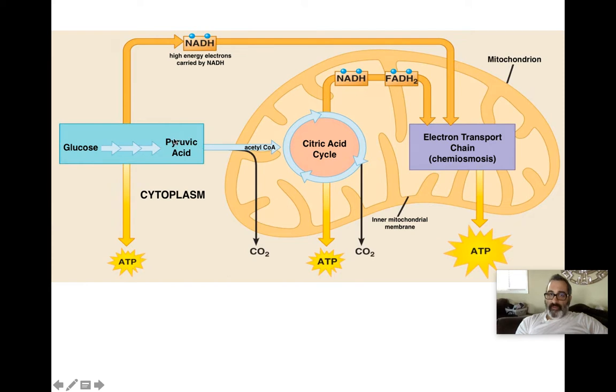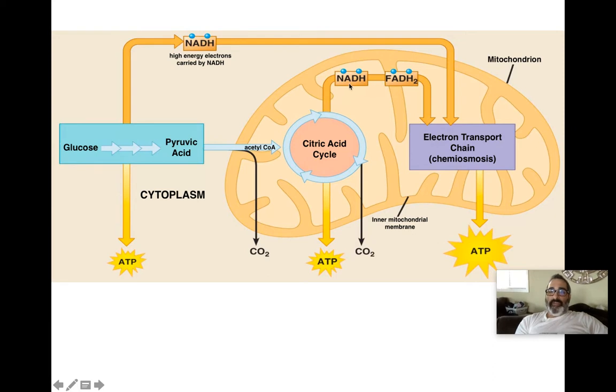Pyruvic acid then undergoes an oxidation reaction, and it enters the actual mitochondria. It gets modified as it is entering the mitochondria, and it gets turned into a chemical called acetyl coenzyme A, acetyl CoA. When this happens, pyruvic acid is broken down and some CO2 is produced in the process. Then acetyl CoA enters the citric acid cycle, and during the citric acid cycle, a little bit of ATP is made, some more CO2 waste is made, and a lot of NADHs and FADH2s are made.